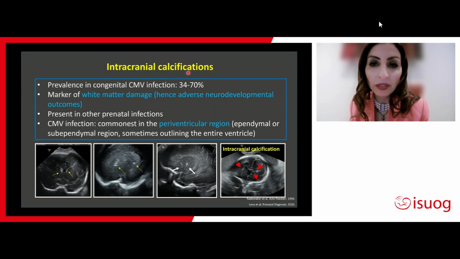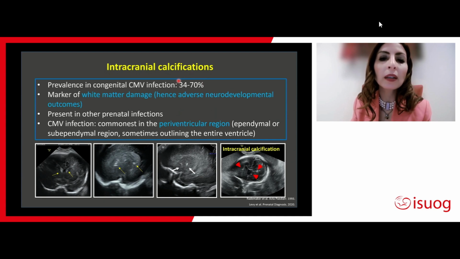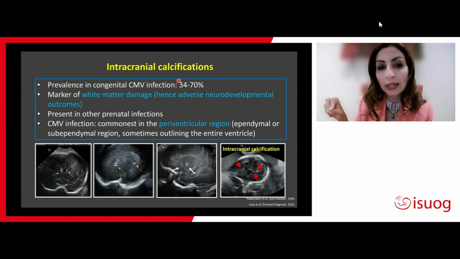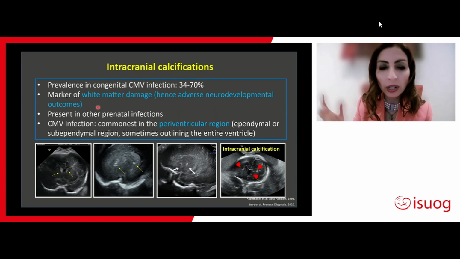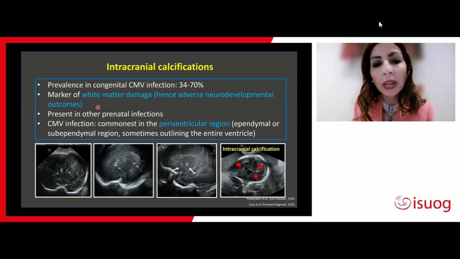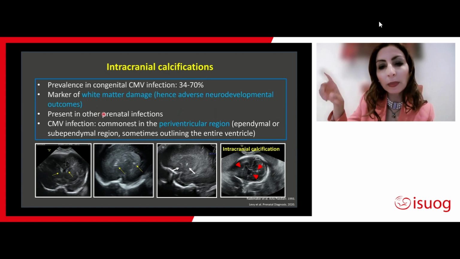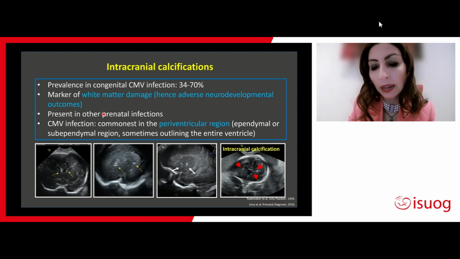What about the intracranial calcification? They can vary, and again, the prevalence varies in the literature, but why do you get calcification? Because of white matter damage and calcium deposits in the damaged tissue. They're not specific to CMV. I showed you earlier in cases of toxoplasma. In CMV, the commonest place is the periventricular region.